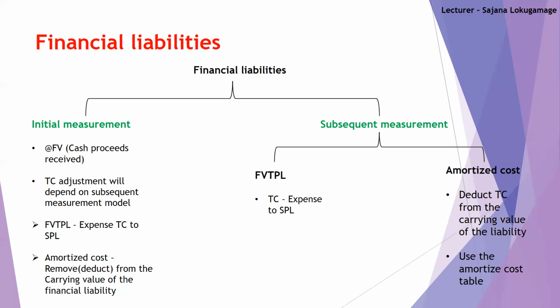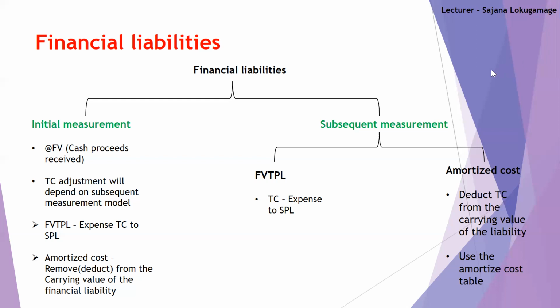Then for subsequent measurement, we have two options, guys: FVTPL and amortized cost. If you are using FVTPL, initially you have to expense the transaction cost to the statement of profit or loss. If you are using the amortized cost model, you have to deduct the transaction cost from the carrying value of the liability at the initial stage. Then, if you are using the amortized cost model, you obviously have to use the amortized cost table.